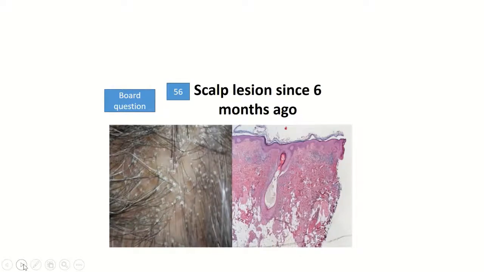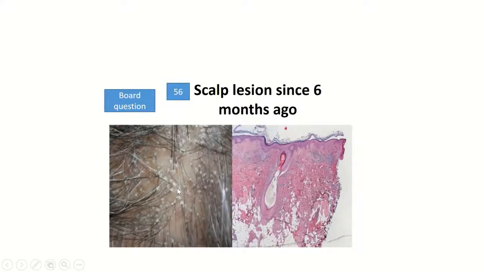Question 56. A scalp lesion since 6 months ago. This was a board question. What you see here is perifollicular erythema and scale, and a scarring alopecia. Some orifices are absent here. And in histopathology, there is perifollicular infiltration at the level of the infundibulum. So the diagnosis is lichen planopilaris.